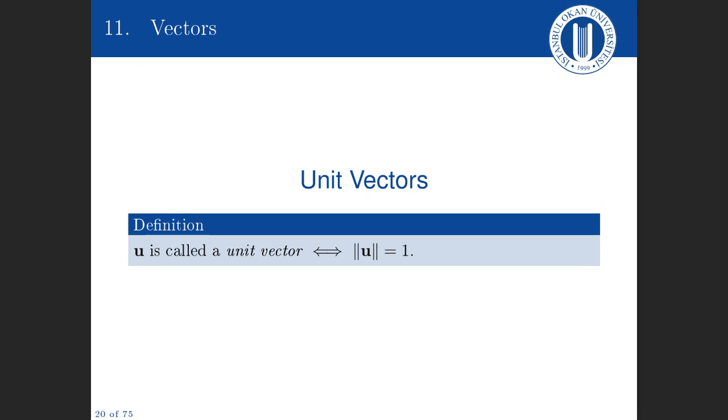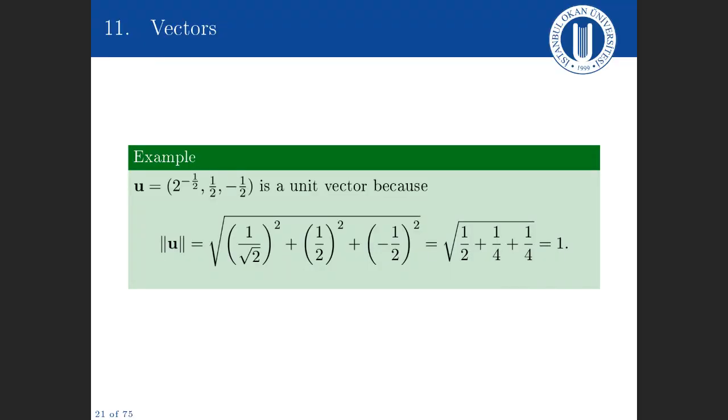A vector u is called a unit vector if and only if its length, or its norm, is equal to 1. So for example, this vector I'm saying is a unit vector: 2 to the power minus a half, comma, minus a half. Why? Because if we calculate its norm, and I'll leave this calculation for you to check, we get 1. That tells us that it is a unit vector.